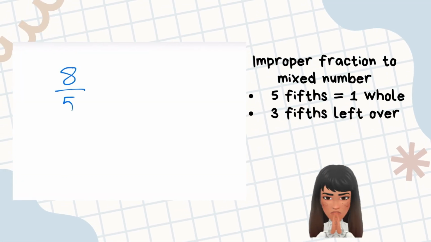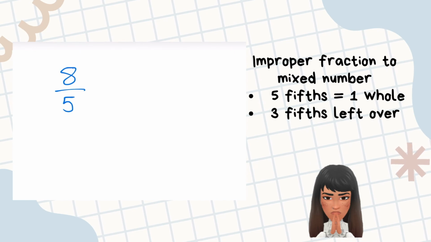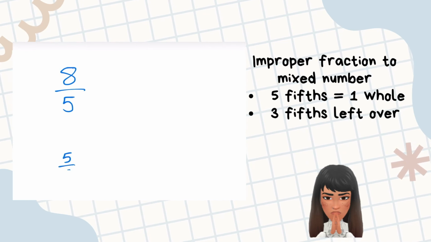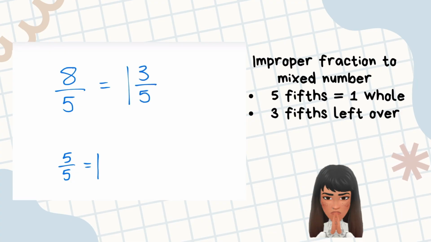Converting an improper fraction to a mixed number. Here I have the fraction 8/5. I know that 5/5 is the same as 1 whole. This will be my whole number. I now need to figure out what fraction I have left over. So from 5 to 8 there is a remainder of 3. So that becomes my numerator and the denominator stays the same.